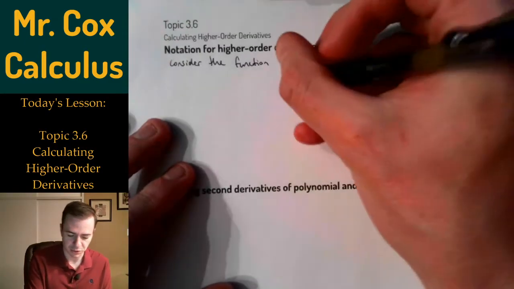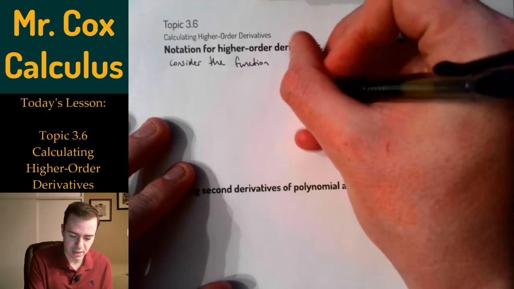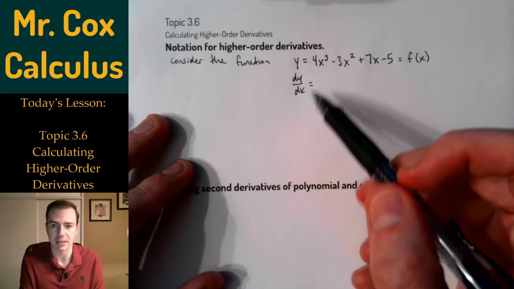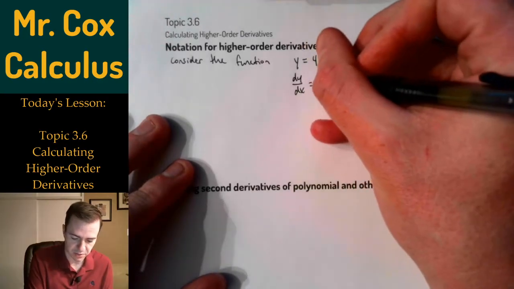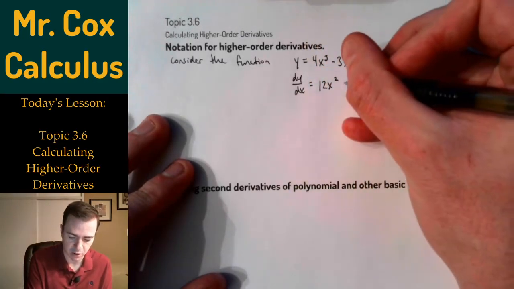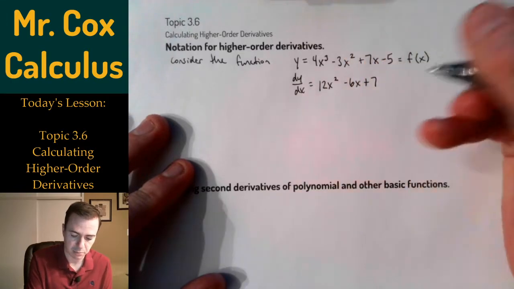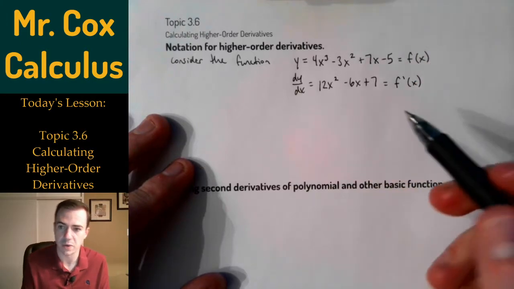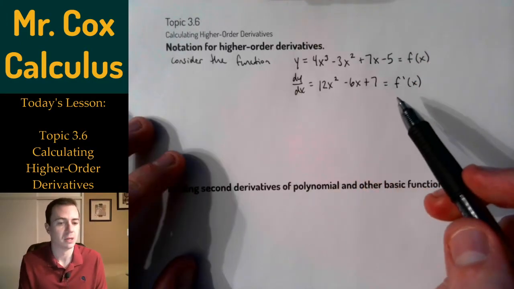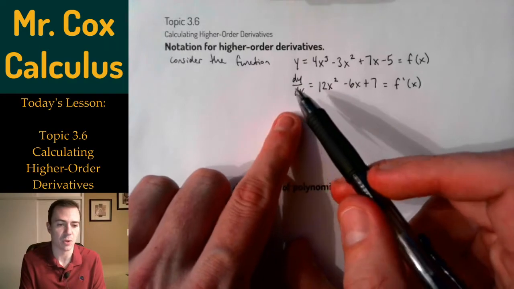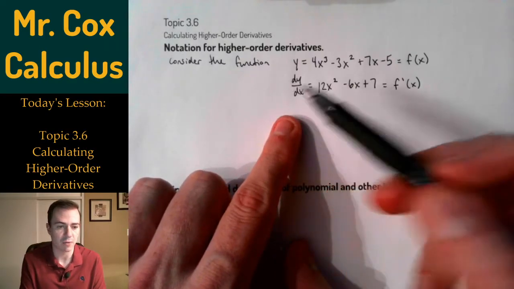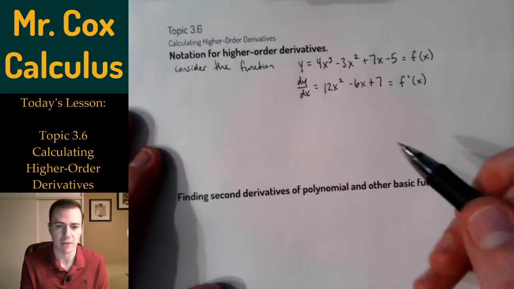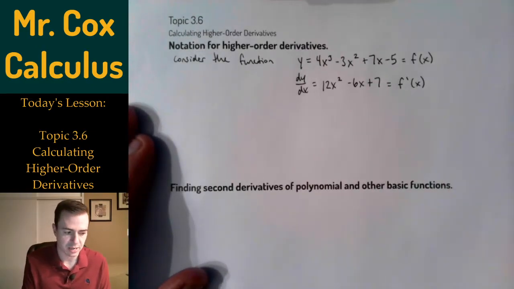So let's do the first one. dy/dx, that's how we express the rate of change of y with respect to x. And we already know how to do this. This is going to be 12x squared minus 6x plus 7. And for our function notation, that's going to equal f prime of x. So you can see here I've got both notations going. Here's dy over dx, here's f prime of x, and the middle part is the part I expect you to be able to follow pretty easily at this point.